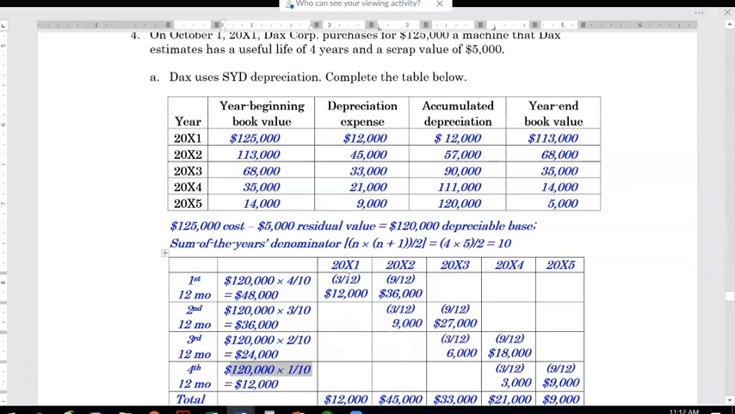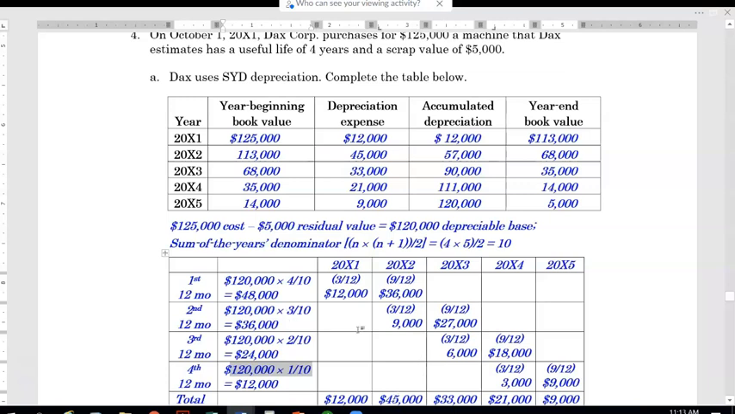times 3 out of 12 for year 1, that's 12,000. And that's all we're going to depreciate for 3 months. We push the remaining 9 months to year 2. And we say, okay, 9 out of 12 times 48,000, that will be 36,000. However, for year 2, we have another 3 months left to recognize. So 3 out of 12 times 36,000, that gives us 9,000. 9 plus 36 is 45.